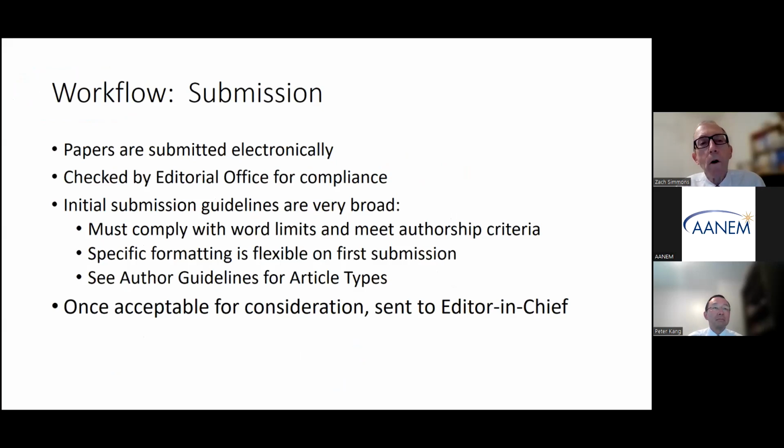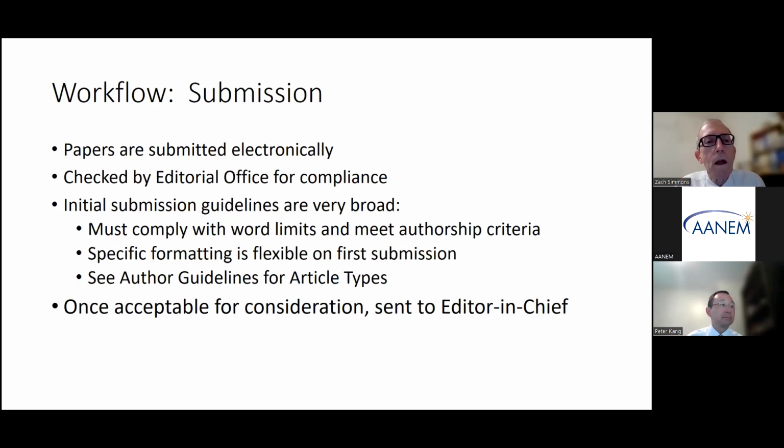So what happens is that all papers are submitted electronically to Muscle and Nerve, as they are to most journals, and they're checked by our editorial office for what I would call compliance. In other words, the initial submission guidelines that we have are very broad. We don't require that papers be specifically formatted the way they would be in a final paper, but they must comply with word limits. They need to meet authorship criteria, the specific formatting and other aspects are rather flexible, and these are all in our author guidelines for article types. Now, once the article is in an acceptable format, it is sent to the editor-in-chief.